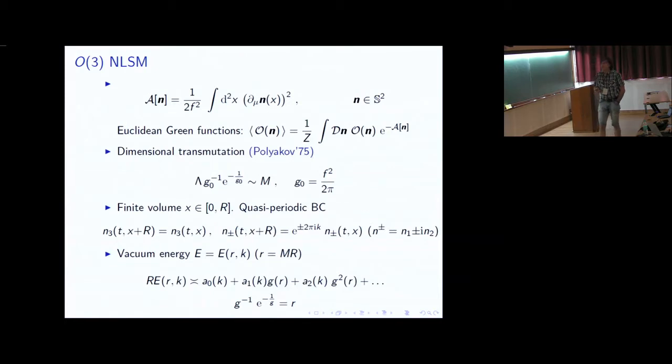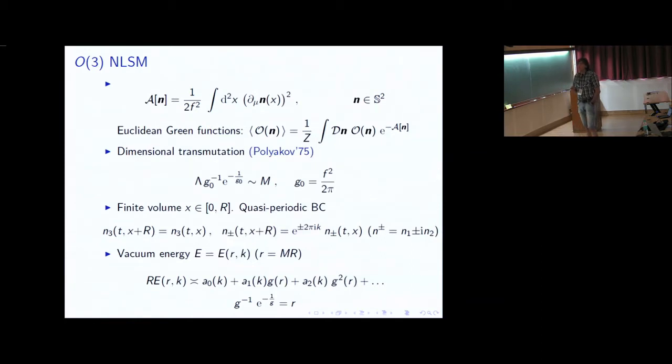Let me remind you what the O3 nonlinear sigma model is. This is a theory described by very simple action. Here n is a vector that belongs to the two-dimensional sphere. The general theory of this type is called sigma models. All the interactions come from the constraint. It looks like a free massless theory, but in fact it's not, because the vector n is constrained to belong to the two-dimensional sphere. Also, we have a coupling f here, which will not affect the classical equation of motion, but is important for the quantum theory.